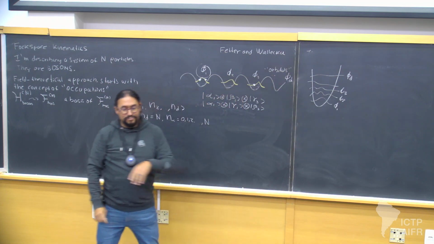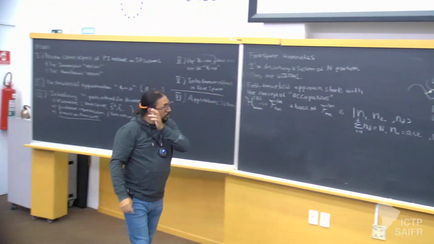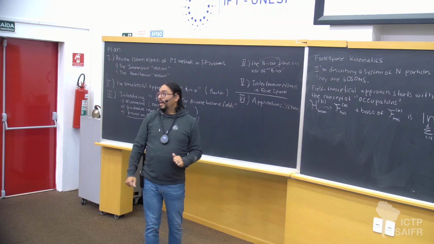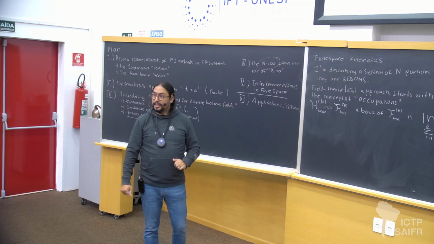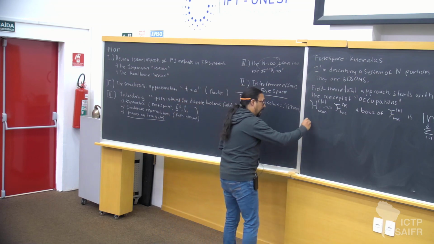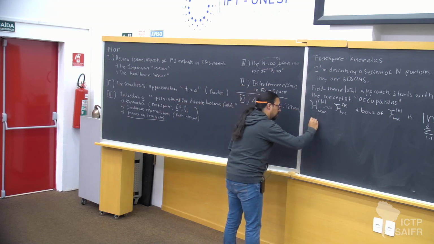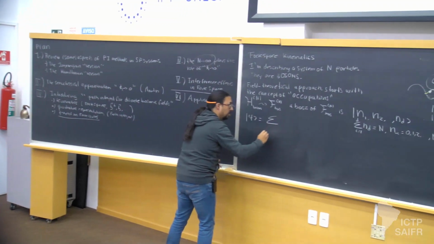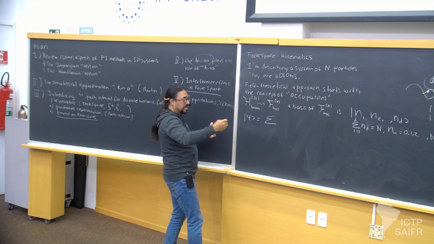Fetter and Walecka, fantastic. I recommend it, where this mapping is done. For the time being, this is something you will have to believe, that this is actually a basis of the Hilbert space of the system. What does it mean? That an arbitrary state is a coherent superposition over all possible sets of occupations.